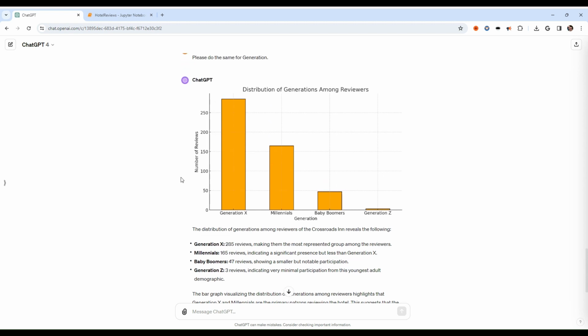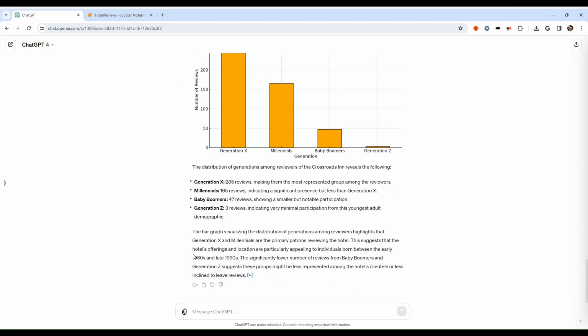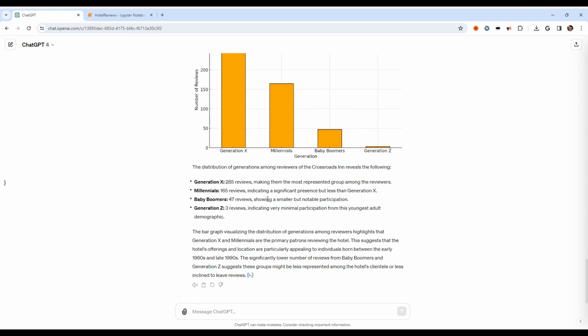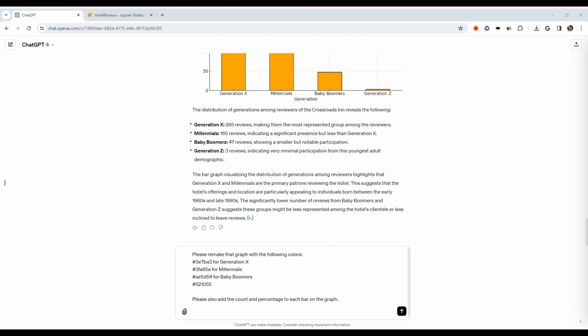We can quickly see that the majority of people who are giving reviews are in Gen X or millennials. And if we look down here, ChatGPT tells us that most of these individuals were born in the 1960s and late 1990s. I think this graph would be really helpful in a future report, but it's not in our brand colors. So let me ask ChatGPT to remake the graph in the following colors that align with our brand colors. Also, I wanted to add the count and the percentage to each bar on the graph.